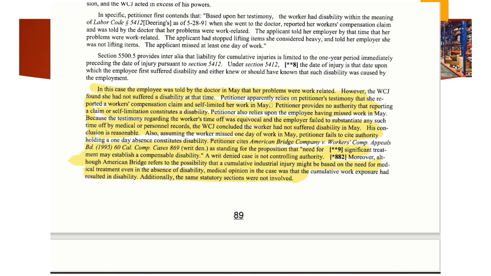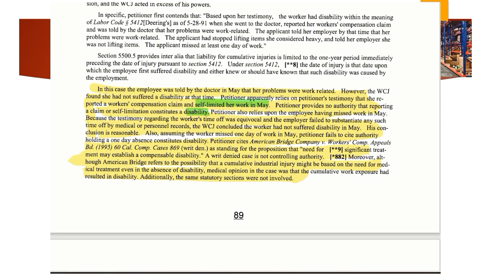Okay, so this is when CIIC thinks the date of injury should be established, because this is when the injured worker Wagner reported the claim in May and self-limited her work in May. And CIIC contended that her self-limiting her work constituted the disability. However, CIIC provided no authority that simply reporting a claim or self-limiting your work constitutes a disability. So let's go back to our question. We asked, do work restrictions and reporting a claim constitute the disability? Well, according to this case, the answer to that is no.